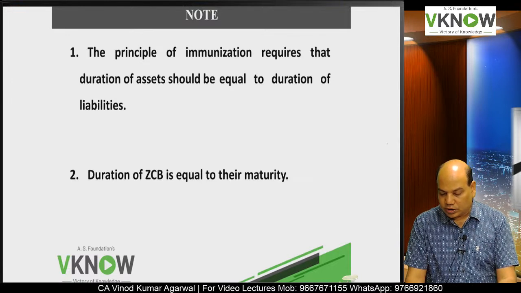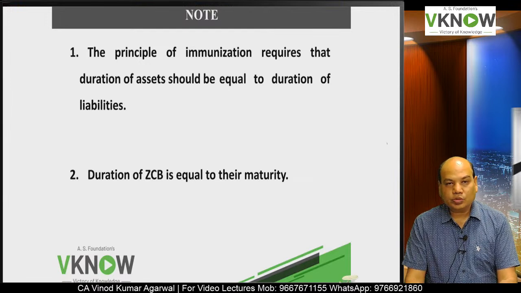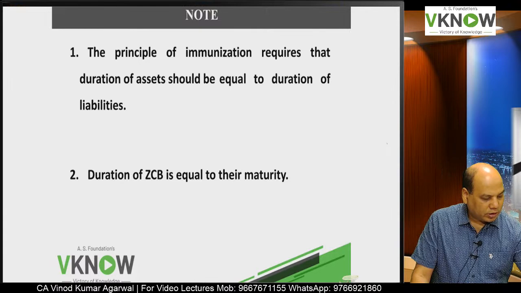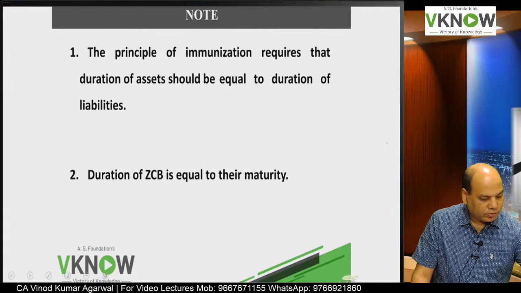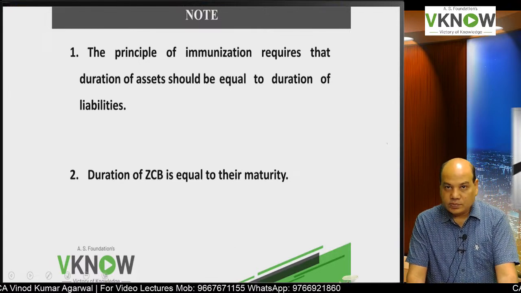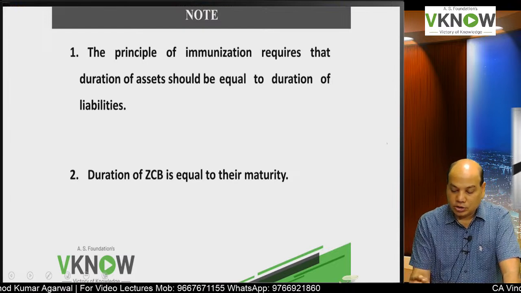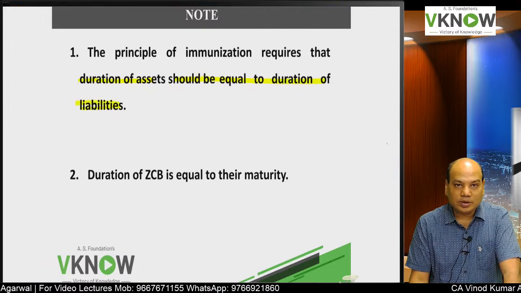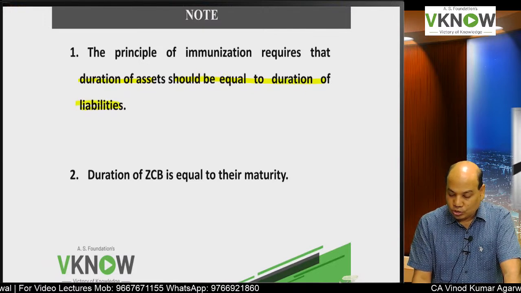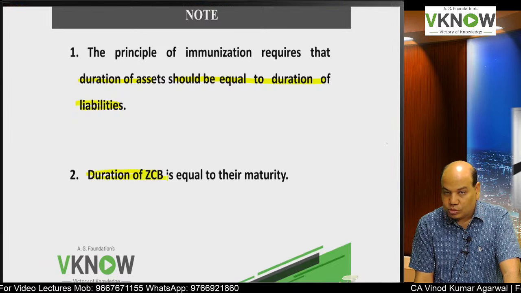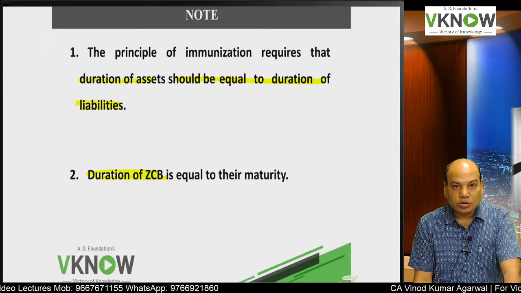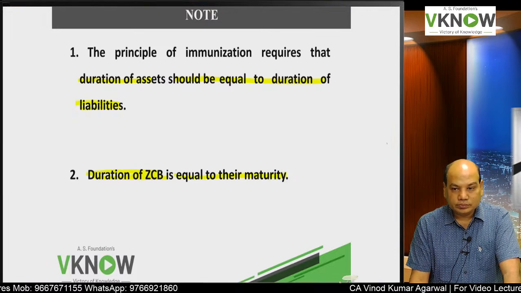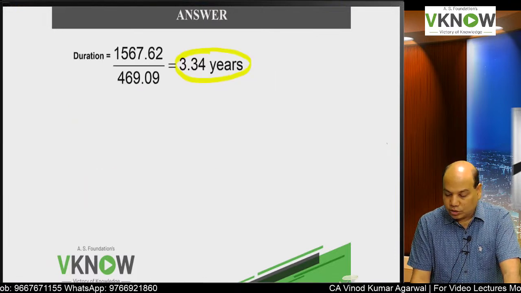the duration of asset should be equal to duration of liabilities. And second thing, you already know, the duration of a zero coupon bond, duration of ZCB, is equal to their maturity.